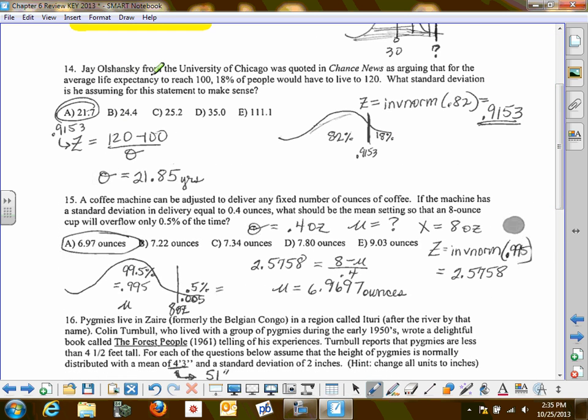Here, this guy said 18% of the people would have to live to 120. That's this upper 18%. So to identify this z-score, I had to do inverse norm of the lower 82%. There's my z-score. I put it into the equation, and the standard deviation is 21.85 years.